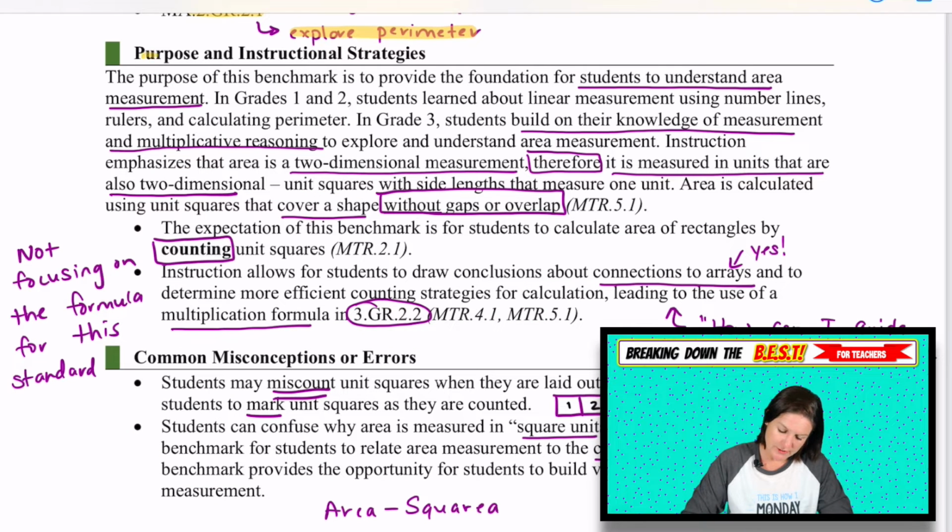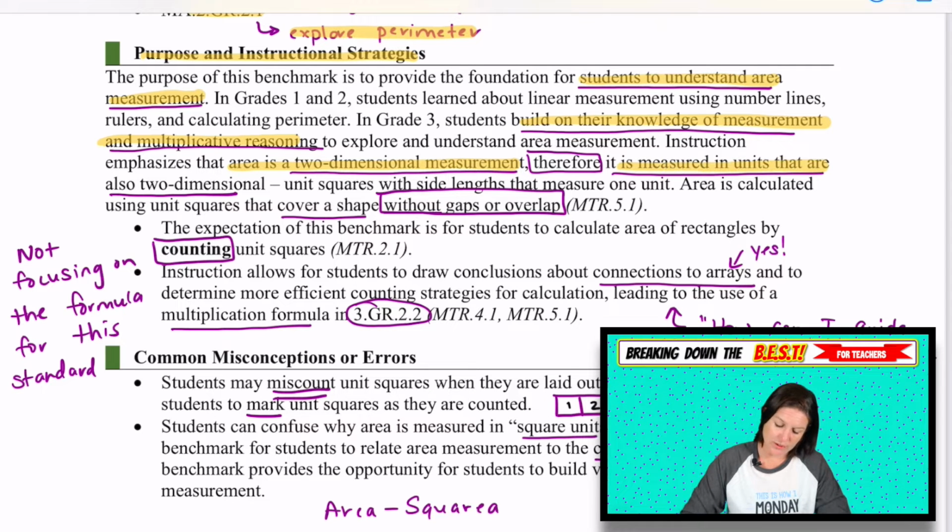Now this is the purpose and instructional strategies section. I'm just going to point out what popped out at me. So it says here that students need to understand area measurement. That's the foundation of this. We're building on their knowledge of measurement and multiplicative reasoning, showing that area is a 2-dimensional measurement, unlike perimeter, which is a 1-dimensional.